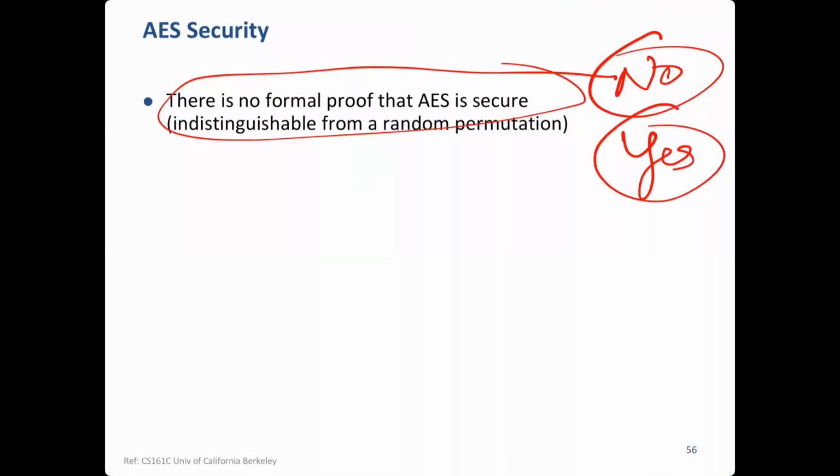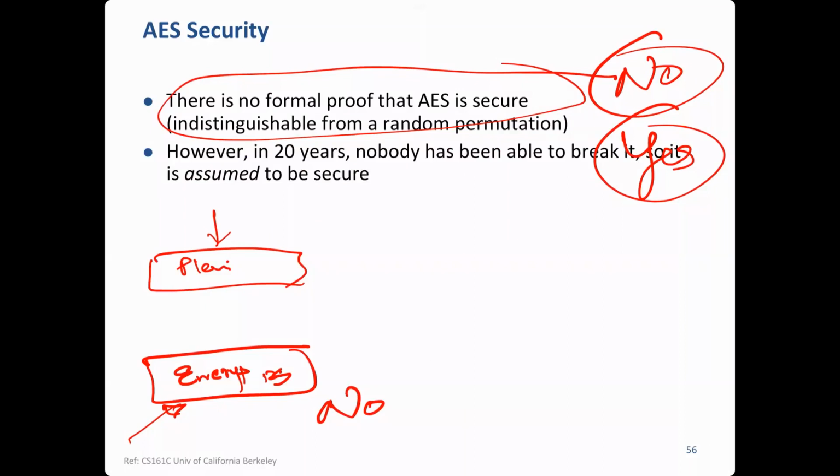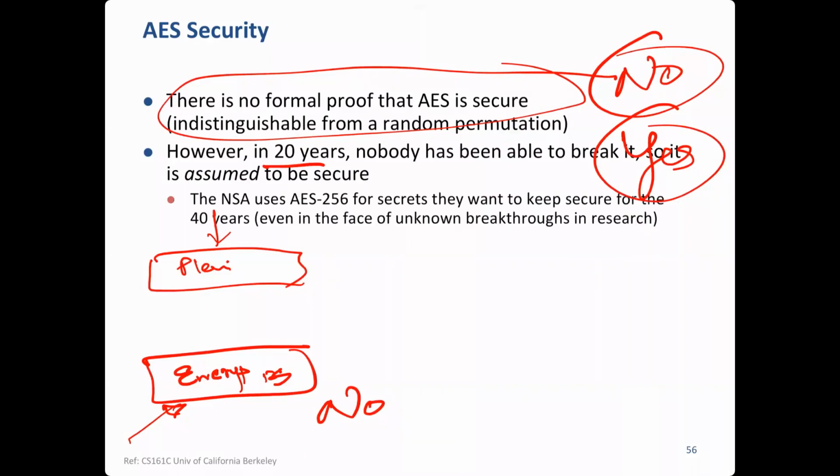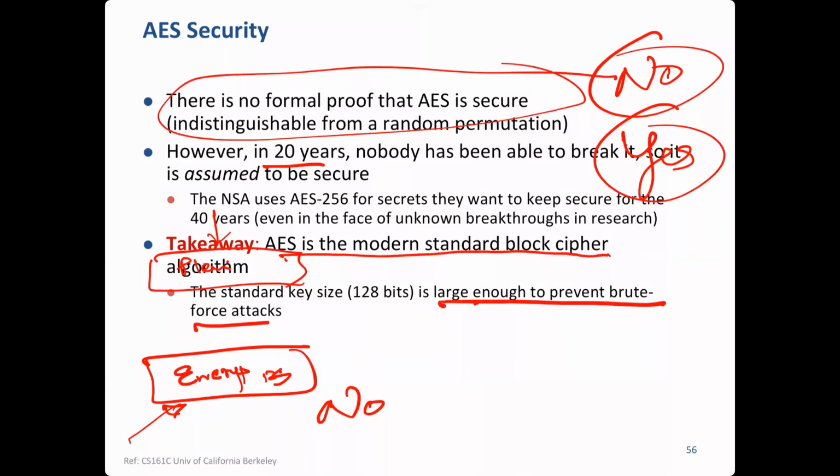Can Eve, looking at 128 bits given as plain text in the beginning, and then what you get is 128 bits of encrypted text using AES, make out anything from it? The answer is no. In the last whatever years, now it's more than 20 years, nobody has been able to break it. So the takeaway is that AES is a standard block cipher algorithm, with a key space large enough to prevent any brute force attack.